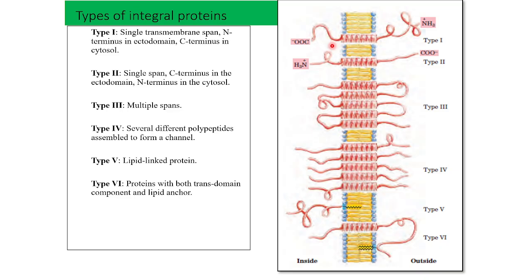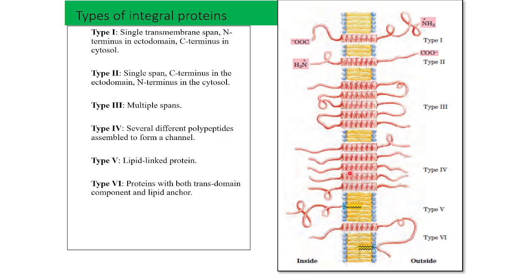Now the second type is just the vice versa of it. That is also a single span, where the N terminus is towards the cytosol and the C terminus is towards the ectodomain. Now, type 3 has multiple spans, so you see the entire thing moves, it starts at a certain point and then it coils around. The other flexible region goes through to the ectodomain, then you have a certain portion towards the cytosol, so you have a very zigzag structure.